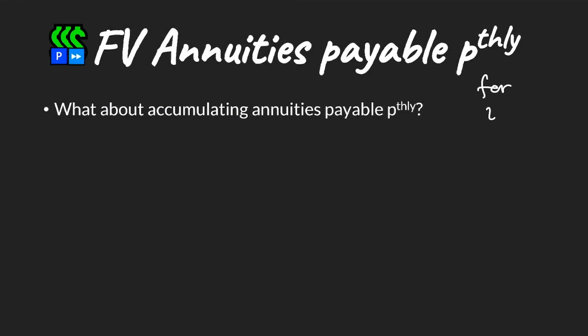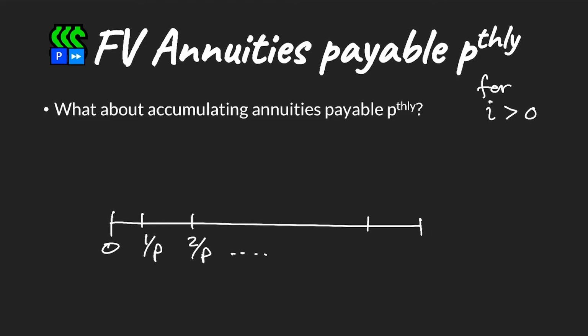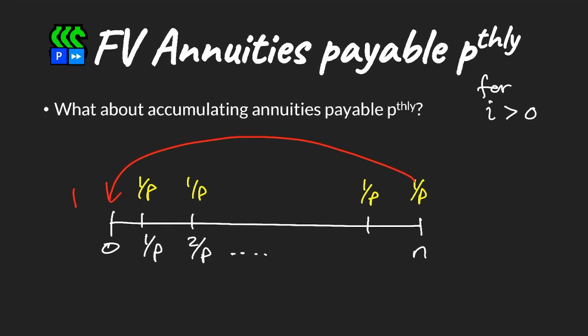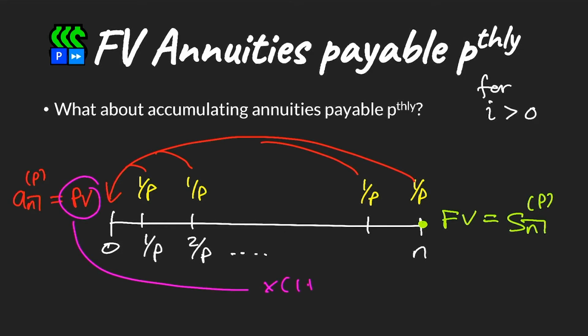So we've seen how to calculate the present value of annuities payable pthly. What about accumulating annuities payable pthly? Well, instead of deriving it from scratch, we can look at what we already know. We already know if you've got cash flows paid in arrears, we can easily calculate the present value using the annuity formula for this. And if you wanted to know what the accumulated value of the same cash flows are at time n, we can simply accumulate our annuity formula for n years using 1 plus i to the power n. This gives us the future value or the accumulated value of these cash flows at time n.